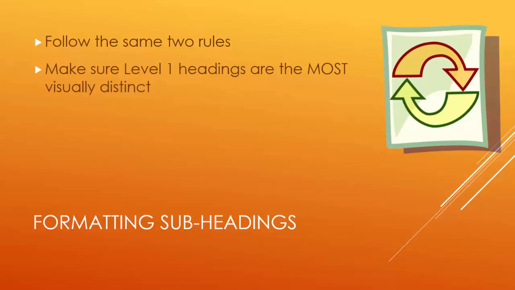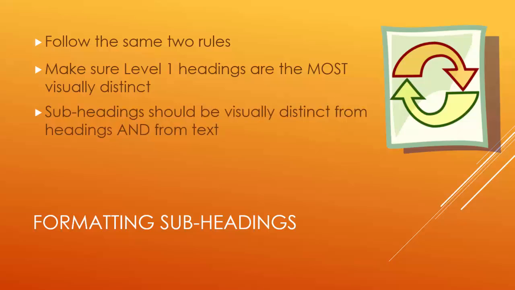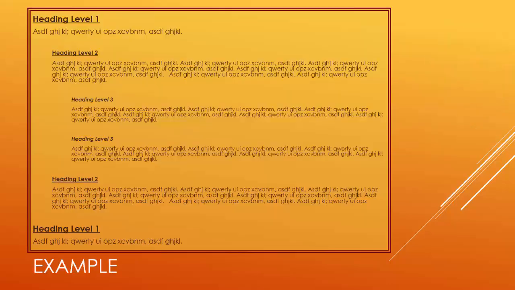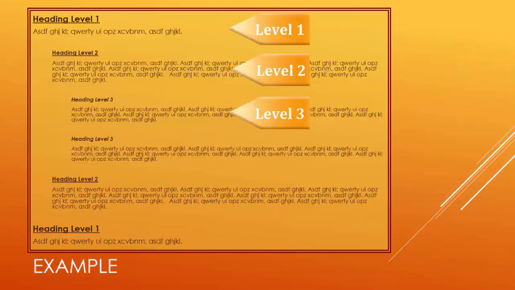Logically, main level 1 headings should be the most visually distinct from text, followed by level 2 headings, then level 3, etc. Keep in mind, though, that at any level, a heading cannot look the same to the naked eye as regular paragraphed text. One of the options to achieve this is to use a temporary left-hand margin for subheadings and their text. We'll discuss this in more detail later on. Here's an example of how headings could be formatted across 3 levels.